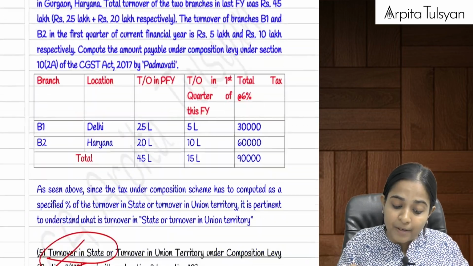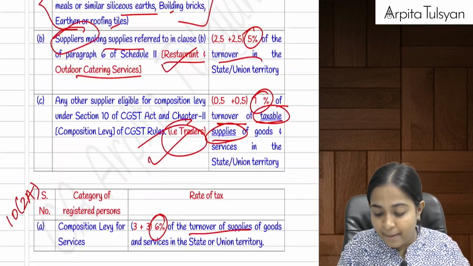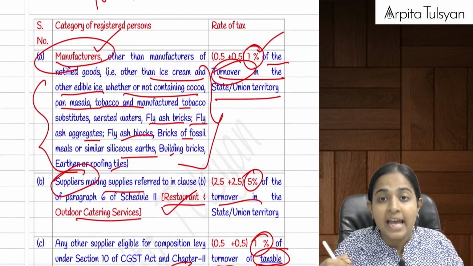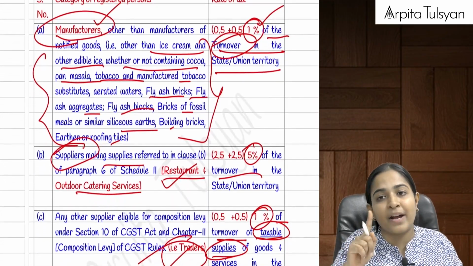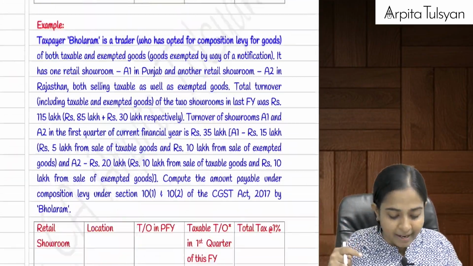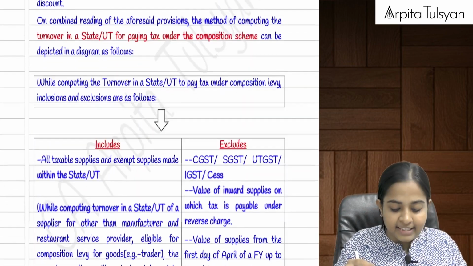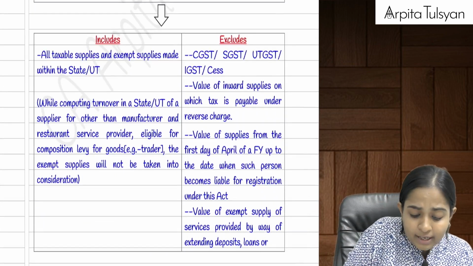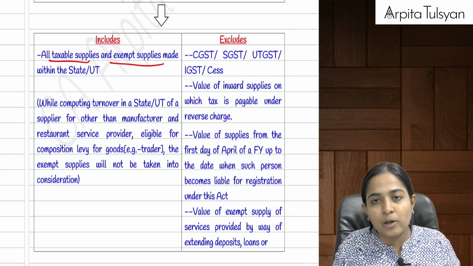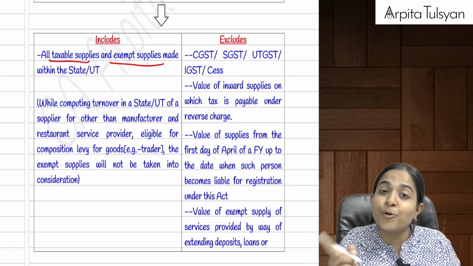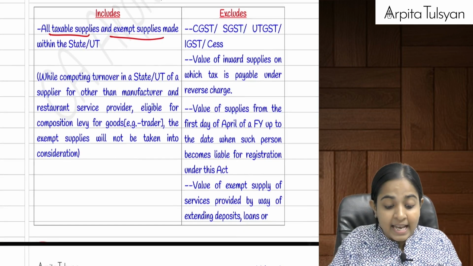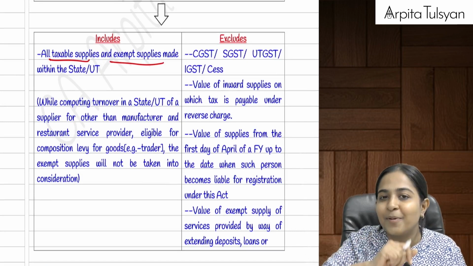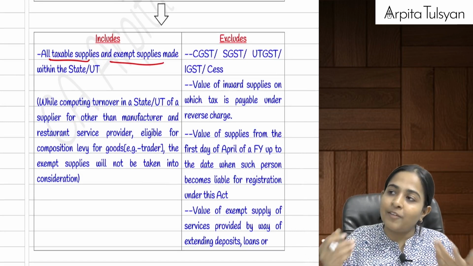Now, for the purpose of paying the taxes, this 1%, 5%, 6%, we have to take the turnover in our state or union territory. Except for a trader. For a trader, it is 1% of the taxable supply only. Now, let's understand what we mean by this turnover in the state or union territory. Same, all taxable supplies and exempt supplies will be included, but exempt supply will not be included for the purpose of a trader. Here export and interstate will not be there, because otherwise you won't be eligible for the composition scheme at all.